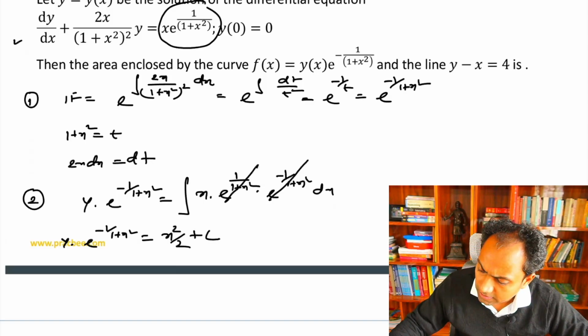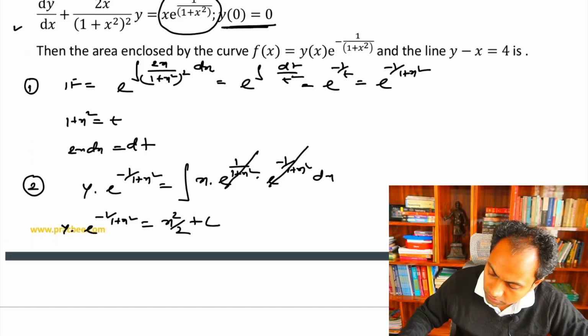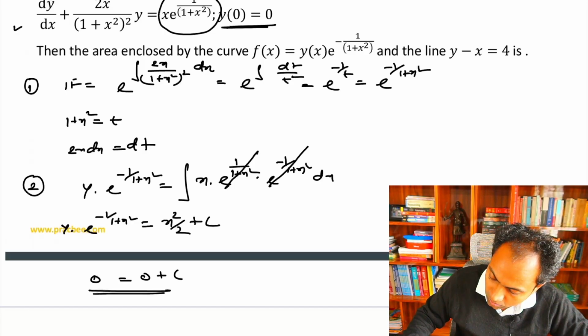Now what they're saying is the value at 0 is equal to 0. This will help us figure out the value of the constant. So if I put x equal to 0, y is 0, so the left hand side becomes 0, this becomes 0. So c comes out to be 0.